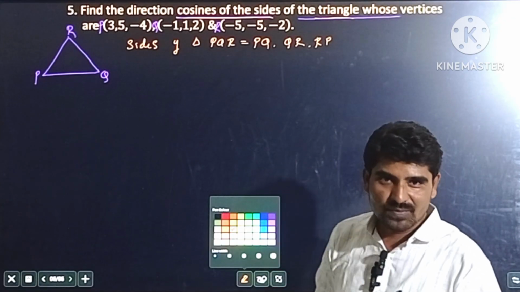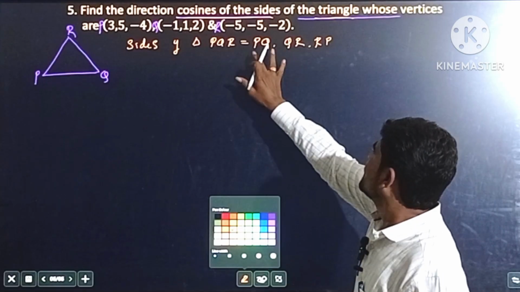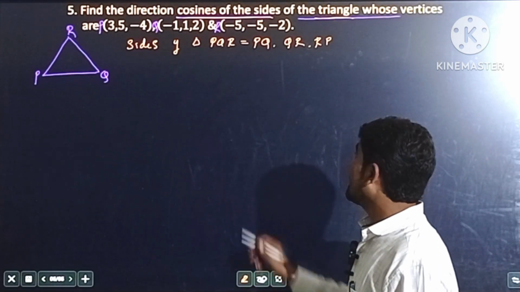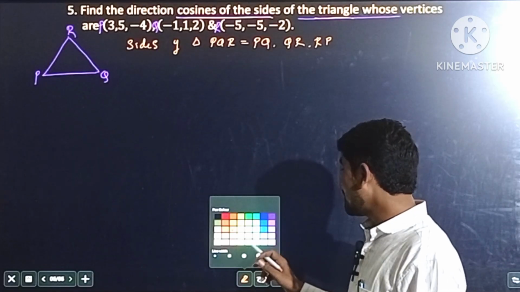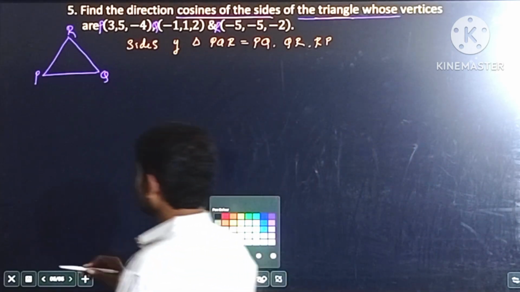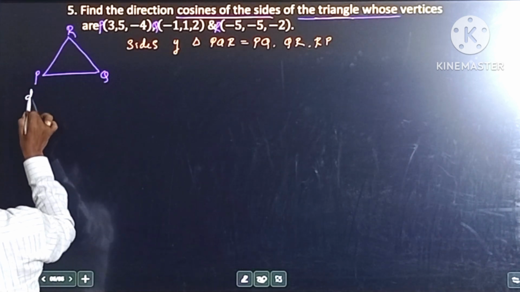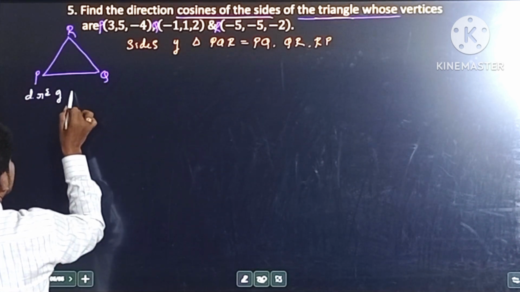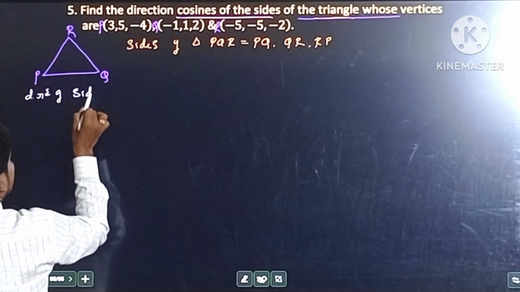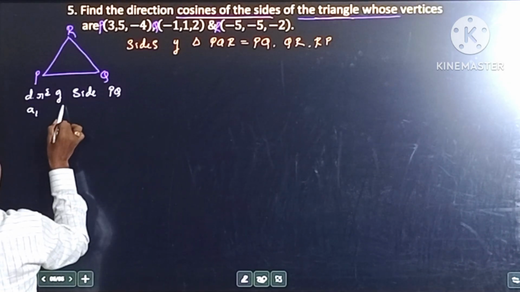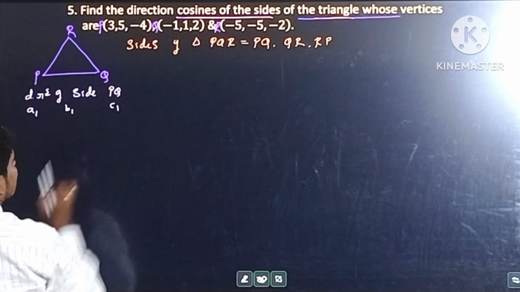So this question is also similar to the previous one because PQ is a line segment joining 2 points. To identify the direction cosines of PQ, first we need its direction ratios. So let's say the direction ratios of the first side, side PQ, are A1, B1 and C1.